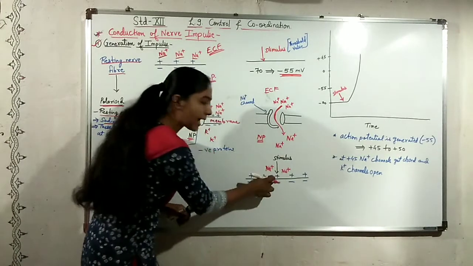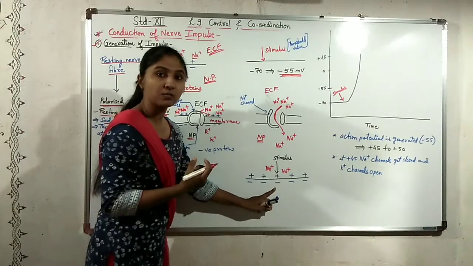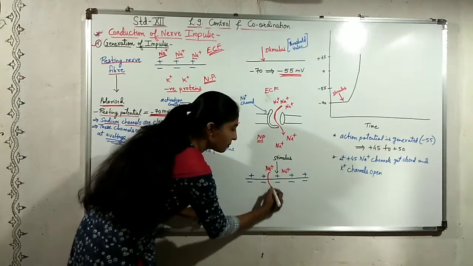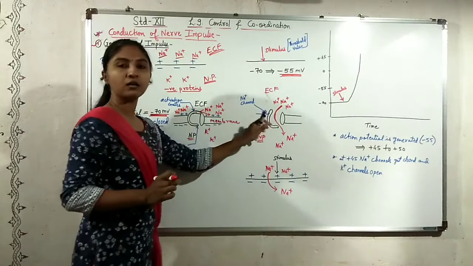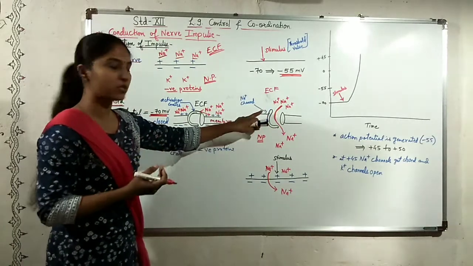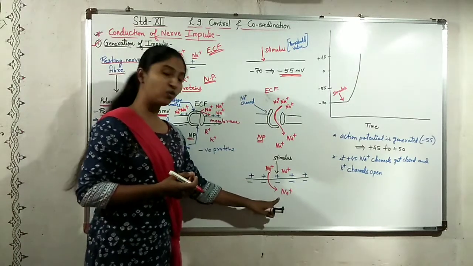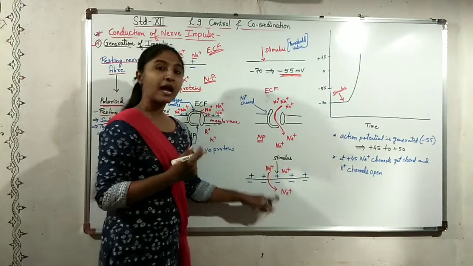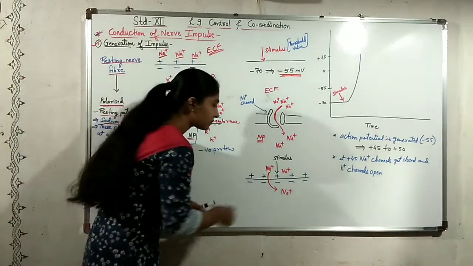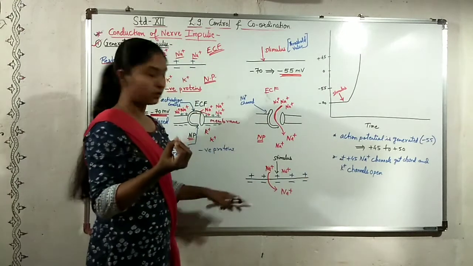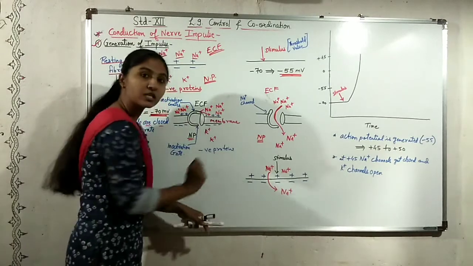When the nerve fiber receives the stimulus, these sodium ions move inside the neuroplasm with the help of the sodium channel gates, or voltage gates of sodium. And after they move inside the neuroplasm, what happens? Here the membrane was said to be polarized. Outside was positive charge, inside was negative charge.